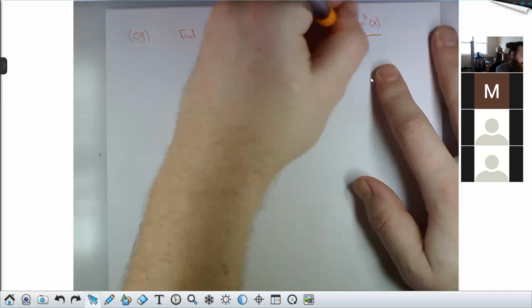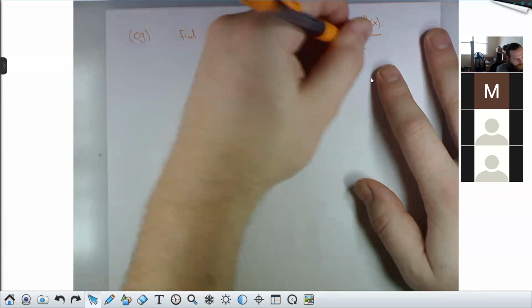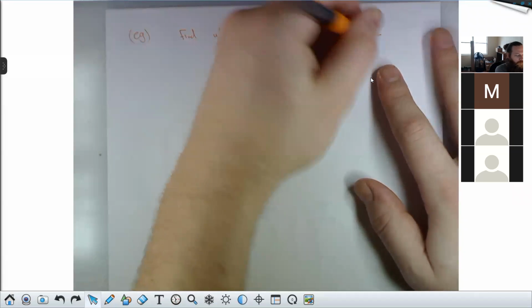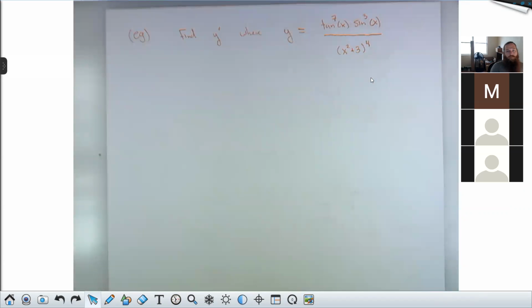Where y is equal to, let's do tangent to the 7 times, how about sine cubed, all over x squared plus 3 to the 4, something like this, all right? This looks unpleasant.